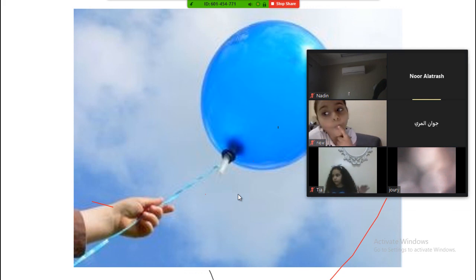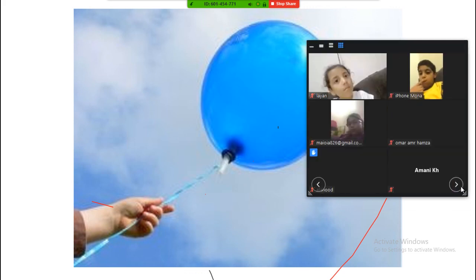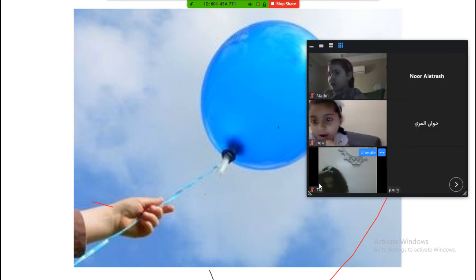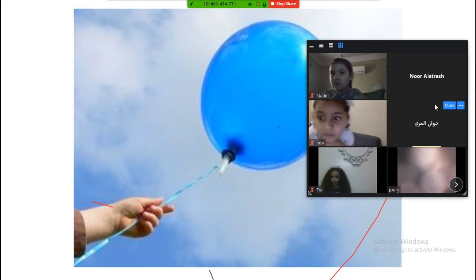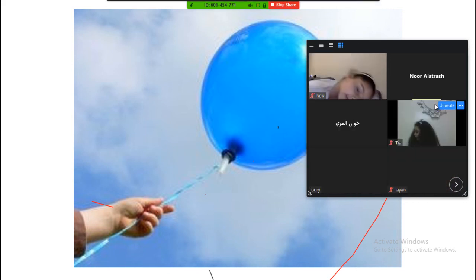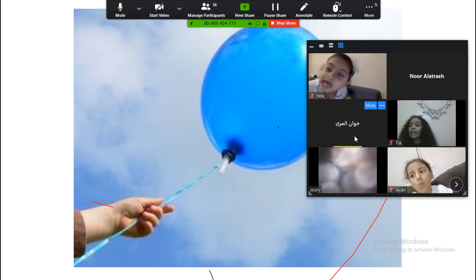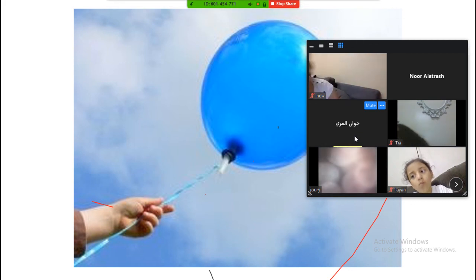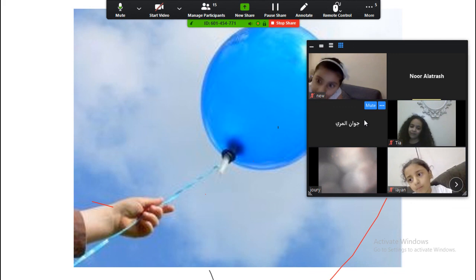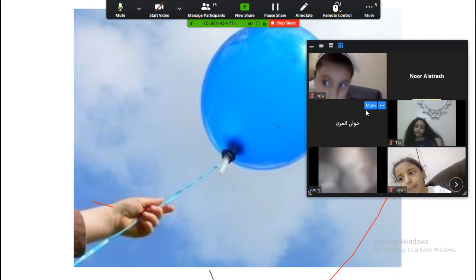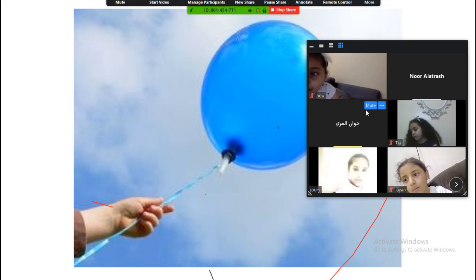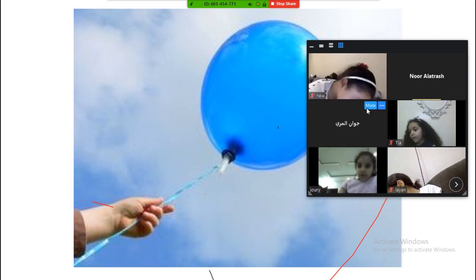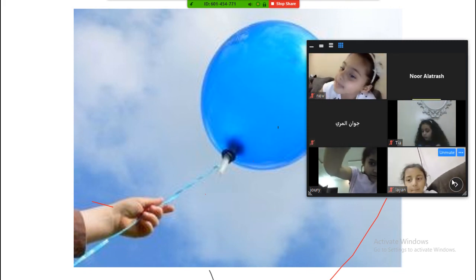Now, what kind of matter is inside the balloon, Juwan? Liquid, solid, or a gas? Liquid again, like water? No, gas. A gas, wonderful. And the gas here is spreading all over the balloon, and it fills the space inside the balloon, and it takes the shape of the balloon, because gas does not have its own shape. Okay, Juwan?